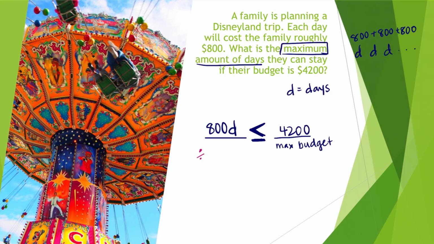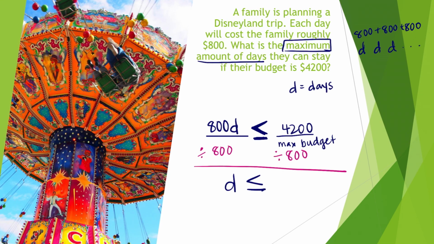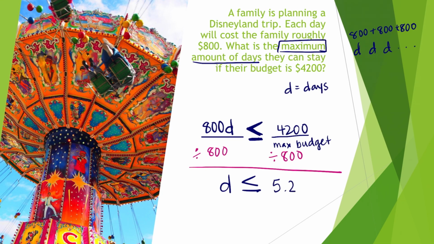So I would divide both sides by 800. And that would give me D is less than or equal to 4,200 divided by 800, which is 5.25. So let's just pause here. It says the maximum amount of days. So I guess they could stay for a quarter day. But the maximum amount of full days, we know that it has to be less than 5.25.